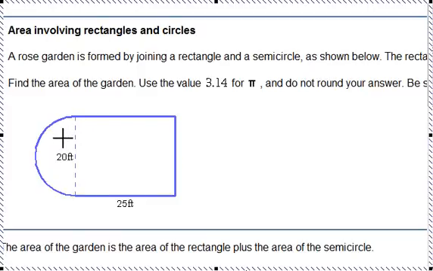If I were to put grass all over this garden, or let's just say soil all over the garden, how much soil would I need to buy? How much area of soil do I need to cover? That's my question. All right, how would you folks do this?